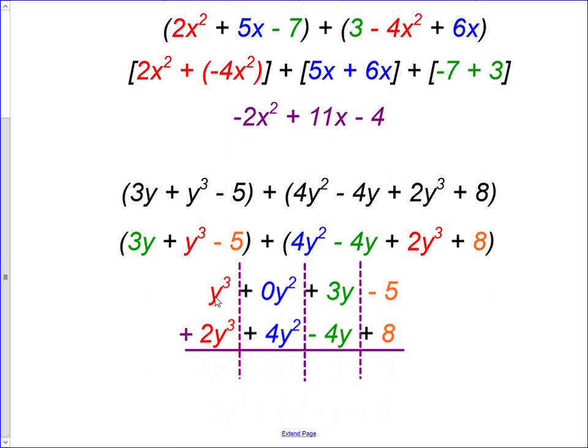This is basically 1y to the third power, and this is 2y to the third power. When we combine that, we're going to get 3y to the third power. When we combine 0y squared and 4y squared, we still have 4y squared. When we combine 3y with a negative 4y, we have a negative y. When we combine negative 5 and positive 8, we get a positive 3. So our final result in this one would be 3y to the third power plus 4y to the second power minus y plus 3.